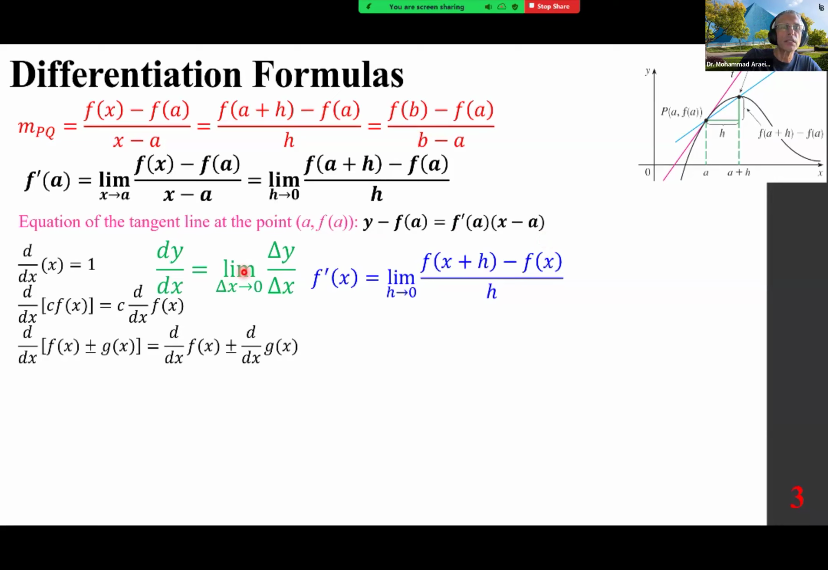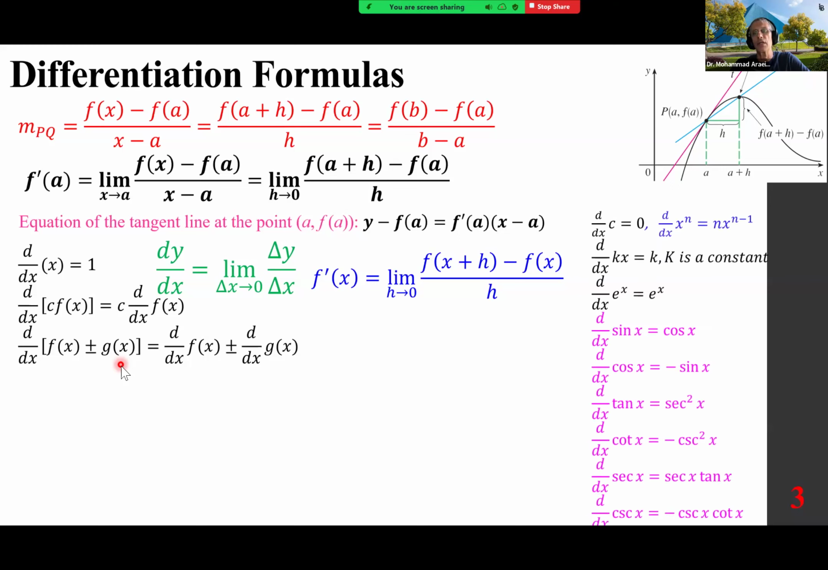Now, dy/dx is the limit of delta y over delta x as delta x approaches 0, or f prime of x is the limit of f of x plus h minus f of x over h as h approaches 0. That's the definition of differentiation. The derivative of x is 1, the derivative of c times f of x, c comes out, and the derivative of the sum is the sum of the derivatives. The derivative of the difference is the difference of the derivatives.